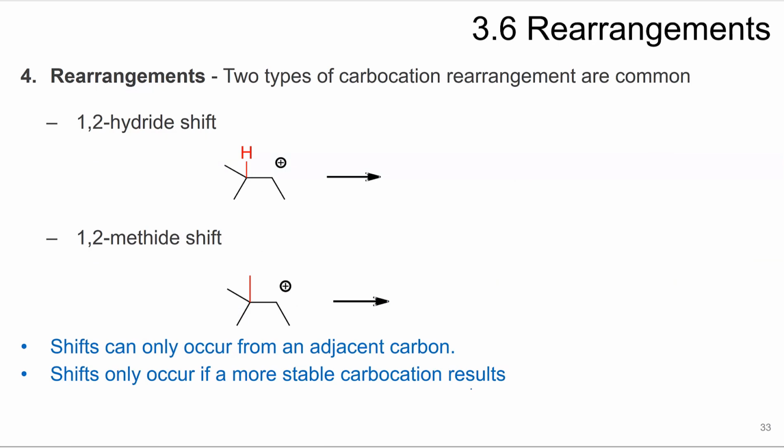So there are two types of carbocation rearrangements. One is a 1,2 hydride shift, and in that case, the shift will occur from the next door carbon and only occurs if you can make a more stable carbocation. So if a hydrogen moves to this carbon right here next door, that means the positive charge will switch places with it, and now this was a secondary carbocation, and it becomes tertiary, which is more stable.